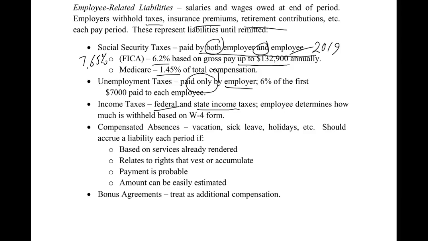All right, compensated absences, so vacation and sick leave and whatnot. We should accrue a liability if it's based on services already rendered, meaning past work; relates to rights that vest or accumulate, meaning we get to keep them; the payment is probable, which most people are going to take their vacation or sick leave, and then holidays, you get paid and you don't have to go to work; and the amount can be easily estimated, which usually most companies have a set system by which you accrue your vacation or sick leave.